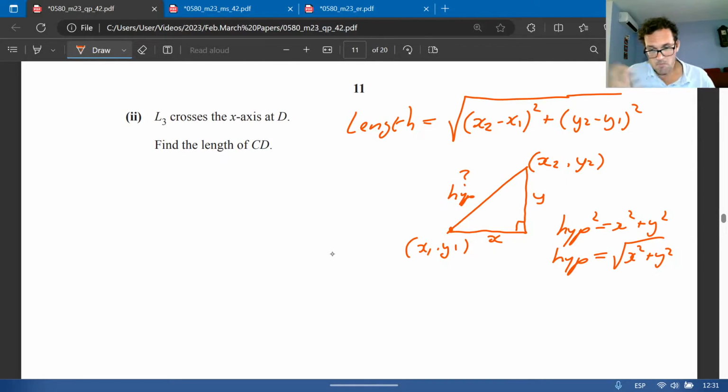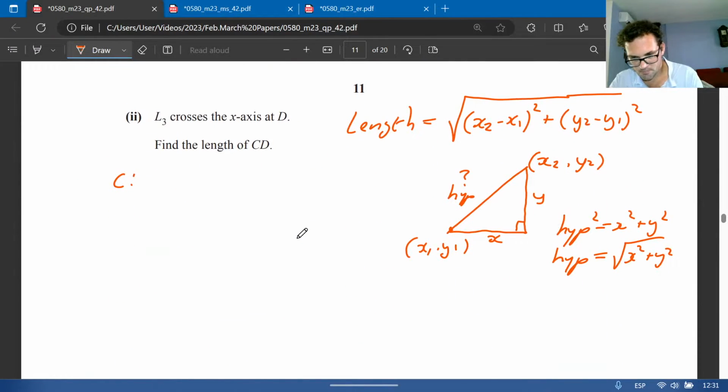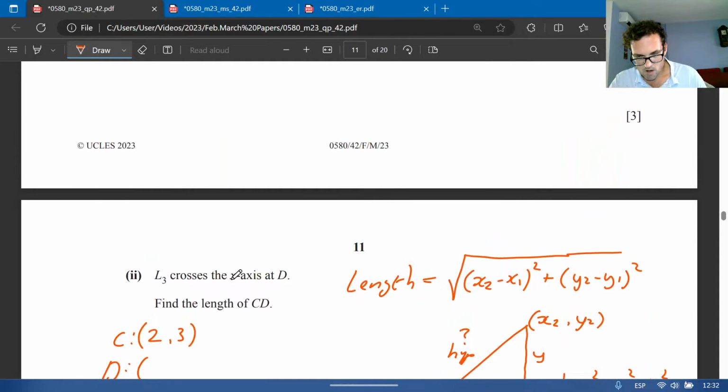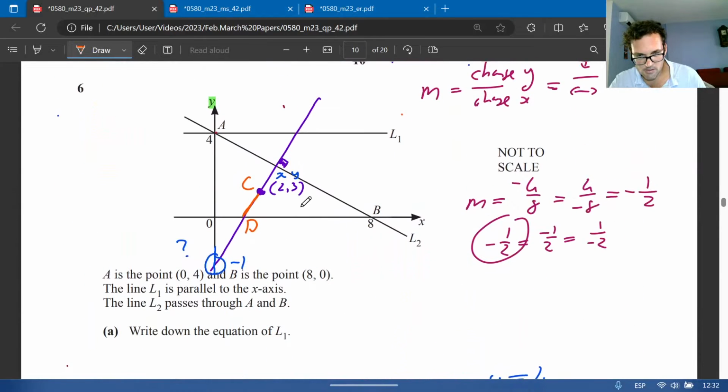Now, we already have 1 point. We've got the point C, which is 2, 3. Point D, we know, is on the x-axis. So we know that point will have a y value of 0.